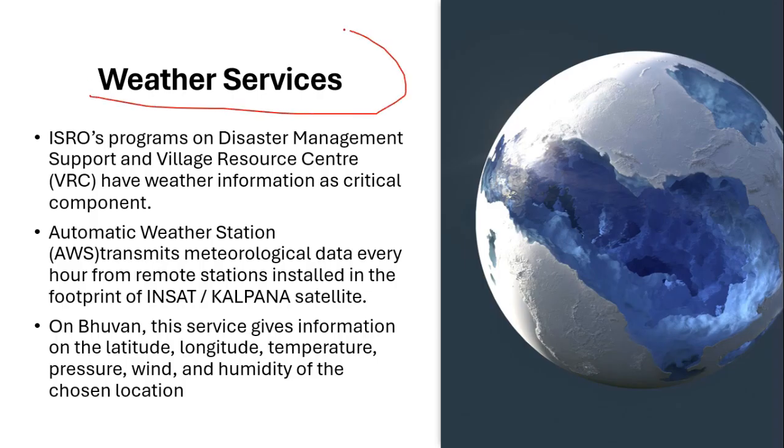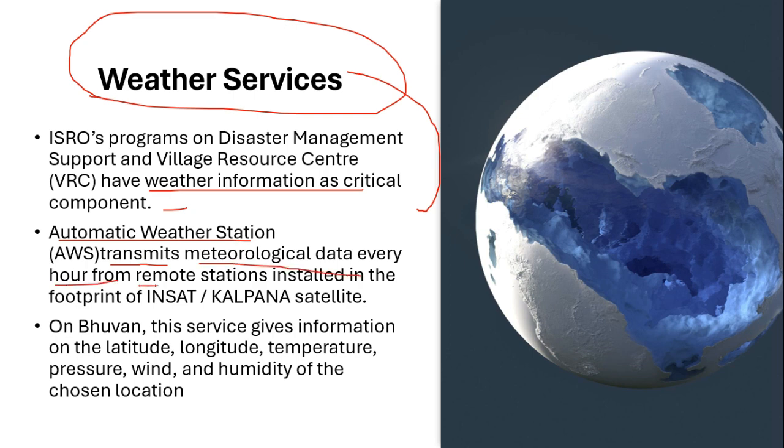Then there are weather services that are also provided by Bhuvan. ISRO has a program on disaster management support and village resource center. For that, weather information is a critical component. For weather information collection, there is an automatic weather station which continuously transmits meteorological data every hour from remote stations installed in the footprint of the INSAT and Kalpana satellites. Within the weather services data, we get the latitude, longitude, temperature, pressure, wind and humidity information for the chosen location where the station is installed.